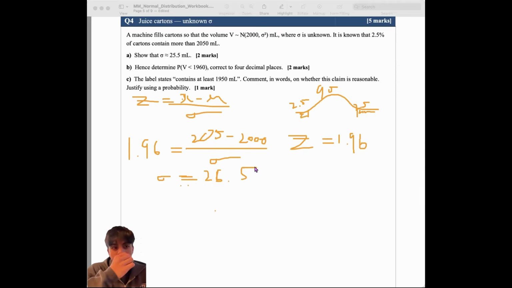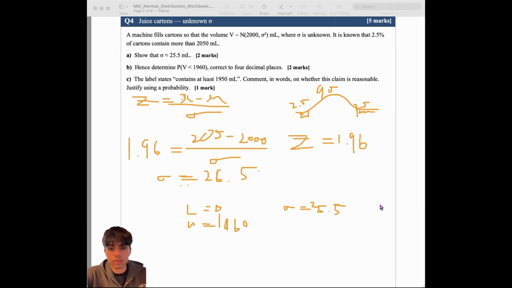All right. So when it says hence determine, it's telling you to use part A in your solution. So from part A, we already know what the standard deviation is. Finding part B is pretty easy. It's an SF question now, where we really just sub in. So to find part B, we do the same thing that we do as always. We have a lower of 0, upper of 1960, and we sub in the exact same values that we have. We actually calculated that the standard deviation is 25.5. So we're going to use that value there.